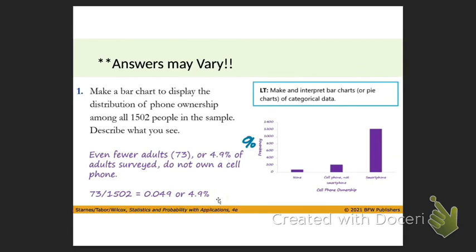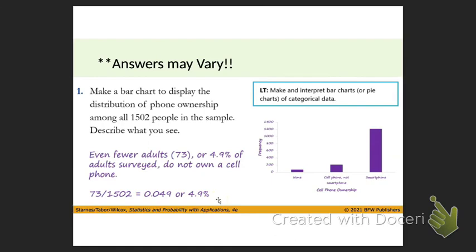And then for describing what we see, probably most people are going to state something about how there's not very many that have no cell phones, or that there's a lot of people that have cell phones, or smartphones. All right, so that's that one.